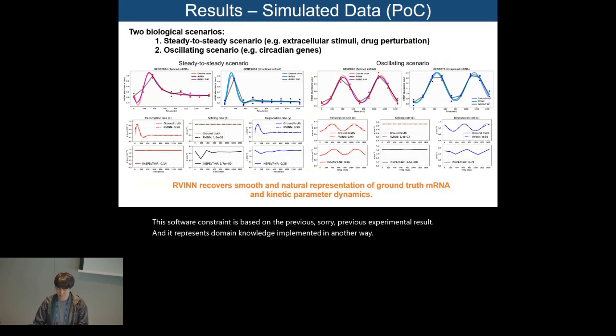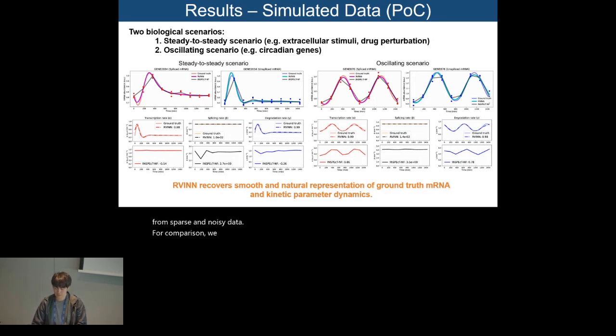Here are the results of RVINN's performance on simulated data. As you can see, RVINN can accurately recover and estimate the ground truth dynamics of mRNA and ODE parameters, even from sparse and noisy data. For comparison, we also show the result from the existing method, INSPECT. So compared to RVINN, it shows non-smooth and jagged dynamics with low accuracy.